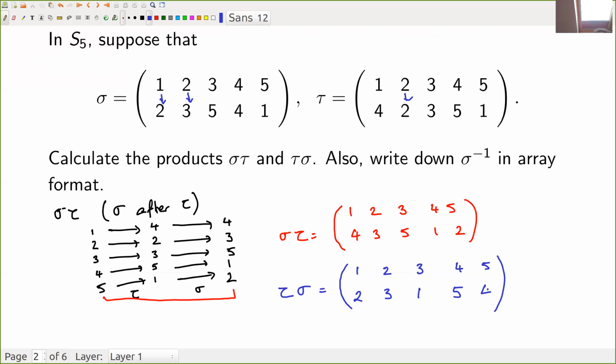So sure enough, we do find that we get a permutation for tau after sigma. And we can, of course, note that sigma tau is not equal to tau sigma, which tells us immediately that S5 is not abelian. The composition operation for permutations is not a commutative operation. And that's just to recall how composition works for permutations. I encourage you, if you haven't done this recently, to just practice it a little bit, make sure that you're comfortable with it, and also with the notation in this array format.